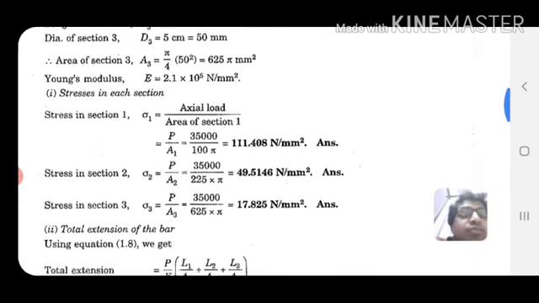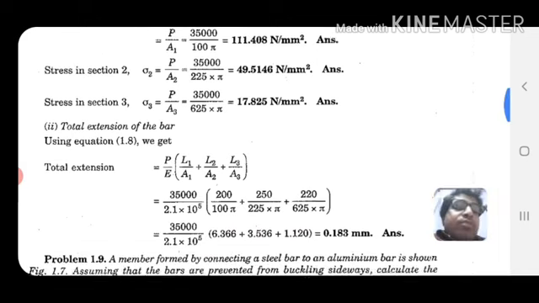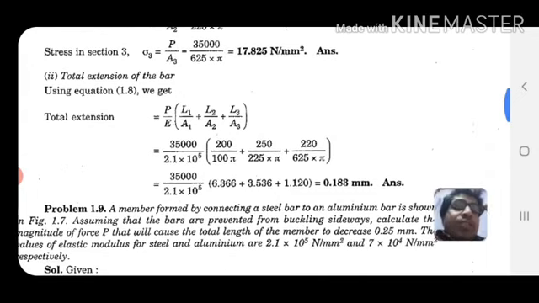Stress in section 2, sigma 2, is equal to P by A2, 35,000 divided by 225 into pi. So that is equal to 49.5146 Newton per millimeter square. Stress in section 3 is equal to P by A3. After calculation, 35,000 divided by 625 pi, that is equal to 17.825 Newton per millimeter square.